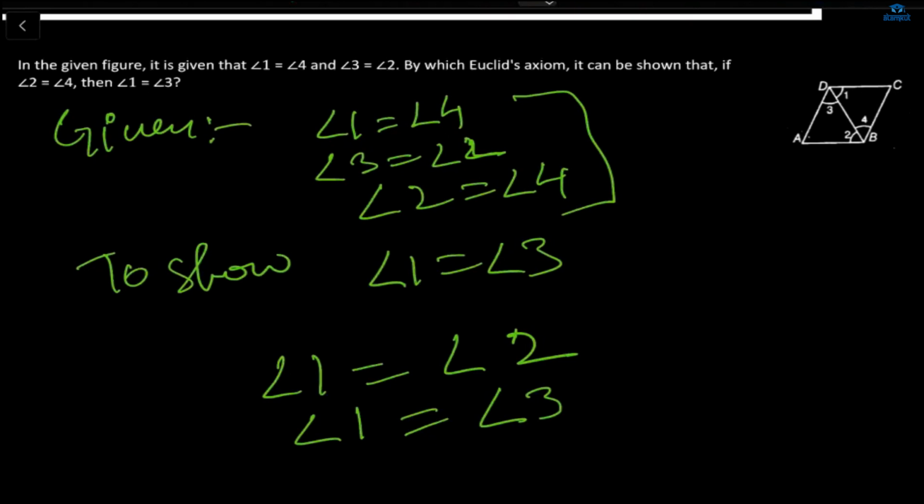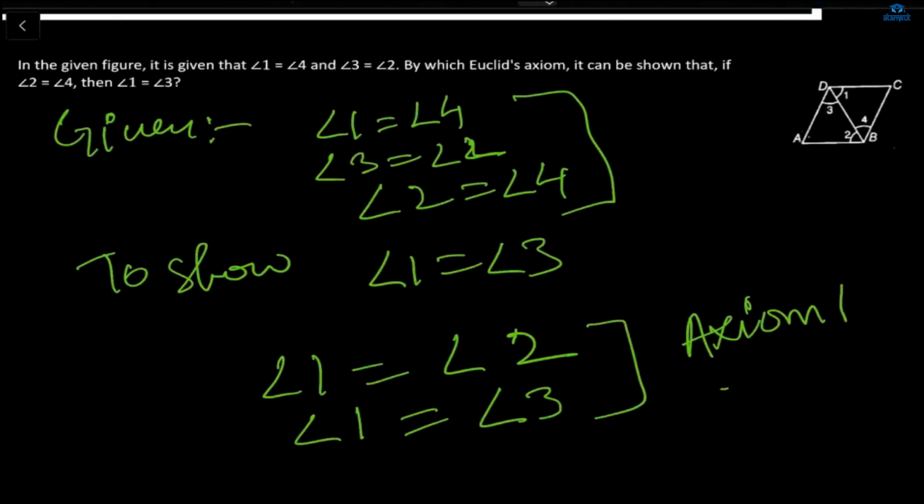So angle 2 is equal to angle 4 and angle 4 is equal to angle 1. That means angle 2 is equal to angle 1. Or you can say angle 2 is also equal to angle 3. So angle 1 is also equal to angle 2, so angle 1 can also be equal to angle 3. Now, which axiom have you used to prove this? Tell me that. Axiom number 1.